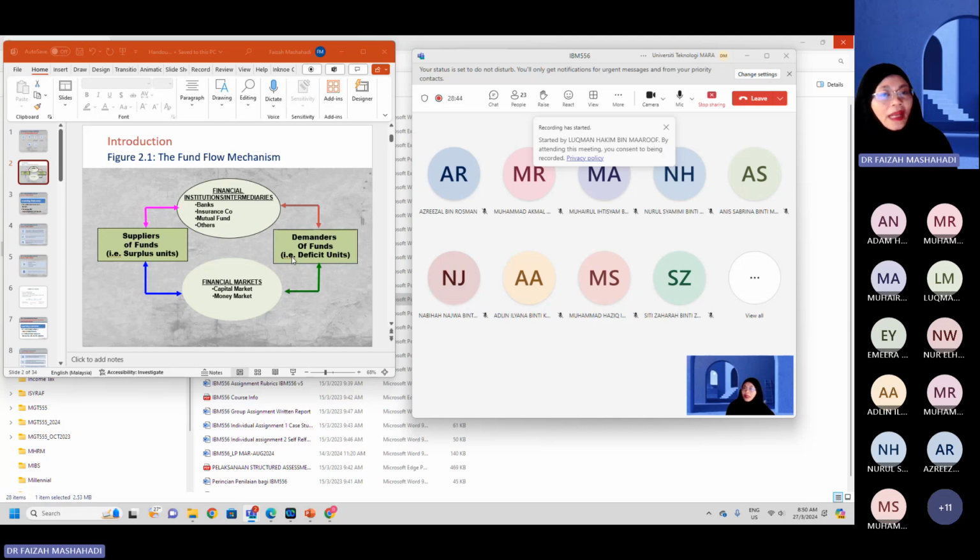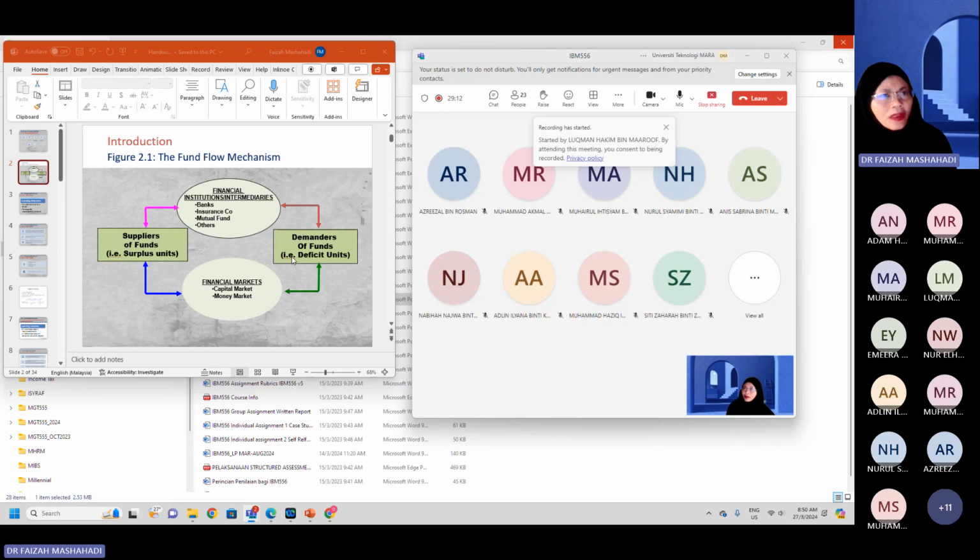We call this arrangement a private placement arrangement, meaning that 1 million ringgit Malaysia of bonds will be bought by a specific target. And the demander of funds, the deficit units, have to pay a return to the surplus unit.